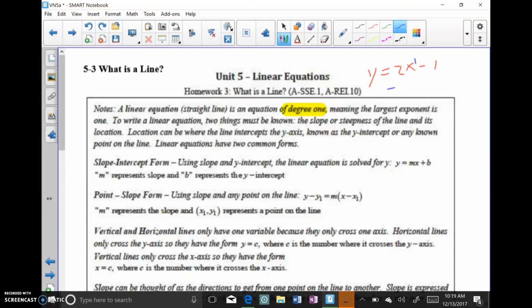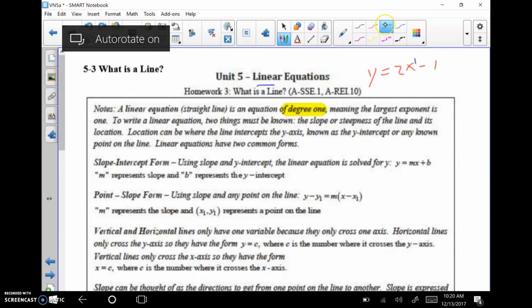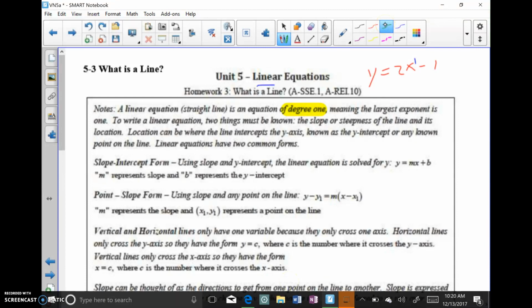You will see equations that have x squared. That would be a quadratic equation, or equations that have x to the third. That's called a cubic equation, right? But we're just talking about linear equations in Unit 5. So all of our equations, we're not going to have anything squared or any exponents other than 1. So we actually won't really see the exponent written very often.